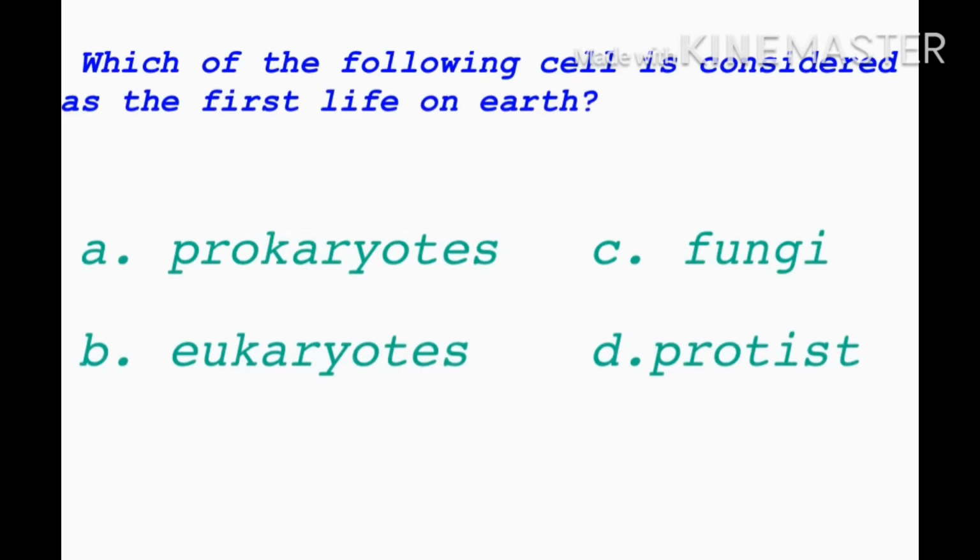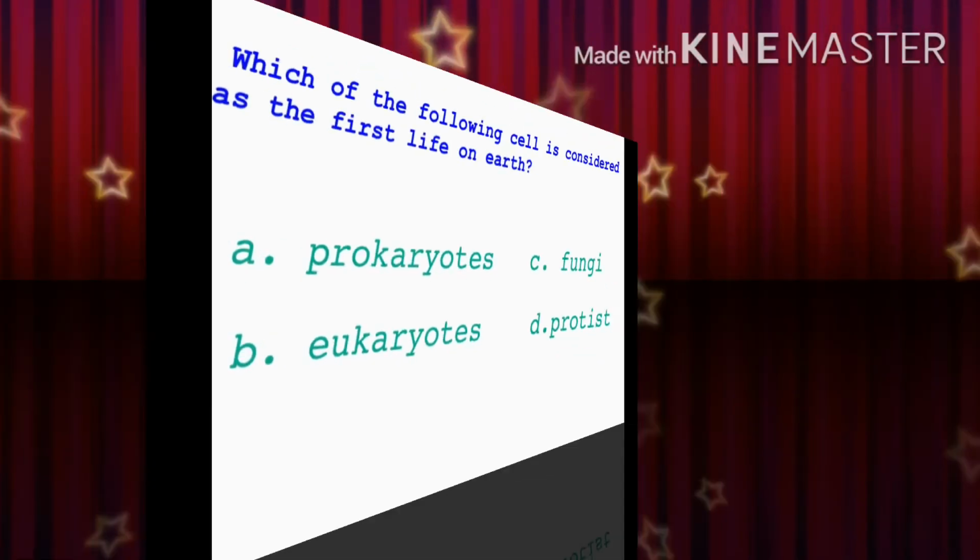The question will be, which of the following cells is considered as the first life on Earth? The choices are A. Prokaryotes, B. Eukaryotes, C. Fungi, D. Protists. And the answer is letter A. Prokaryotes. Tama ba kayo? Okay, so let's proceed with our discussion.